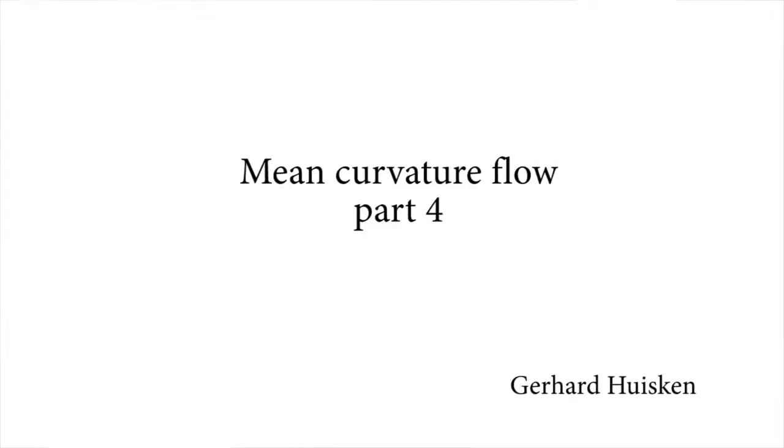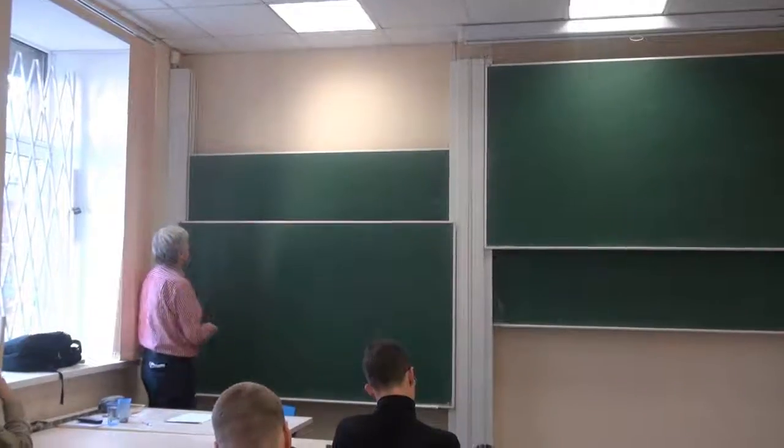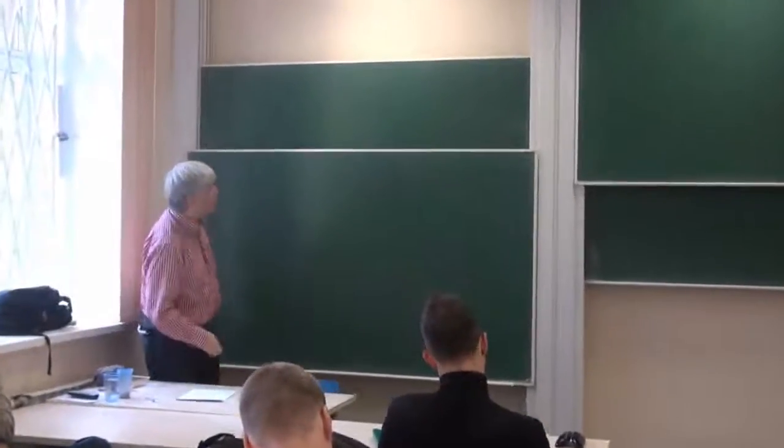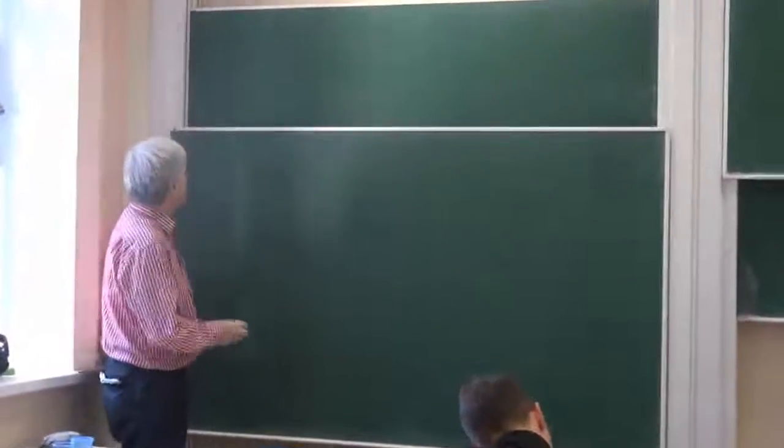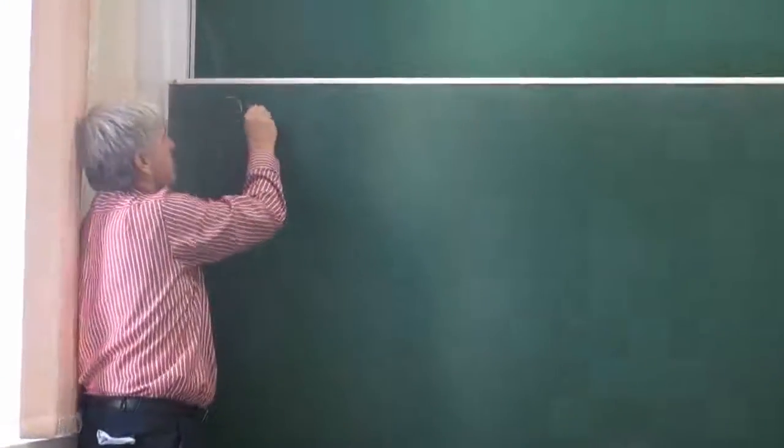I want to talk about applications of mean curvature flow in general relativity. So, what I want to understand in general relativity is isolated gravitating systems.